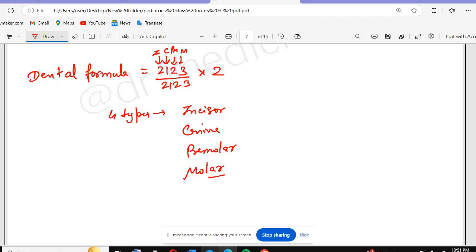This is 2, 1, 2, 3, multiplied by 2. So 2, 1, 2, 3, multiply 2. So it will become 20 for the upper half, and 32 in total.